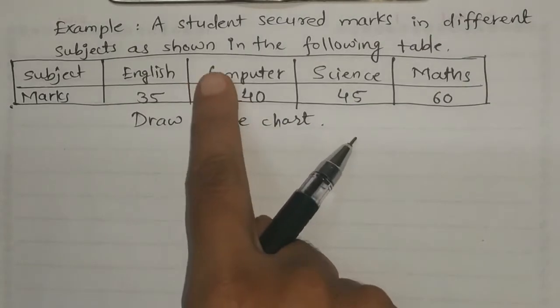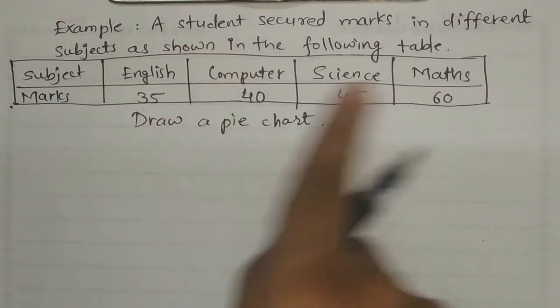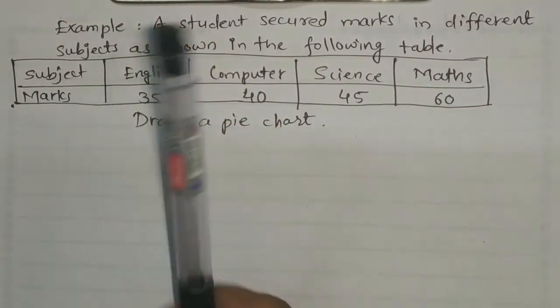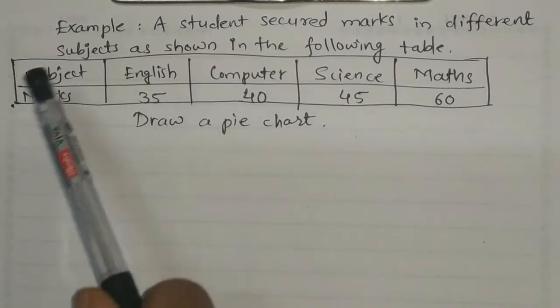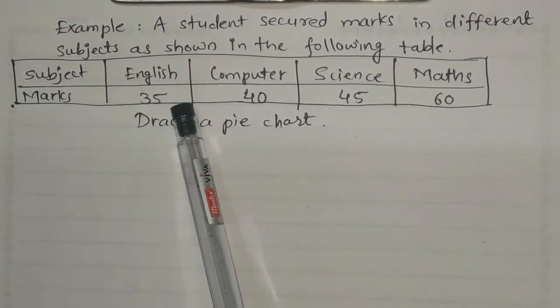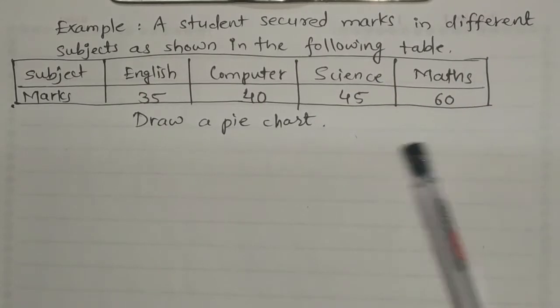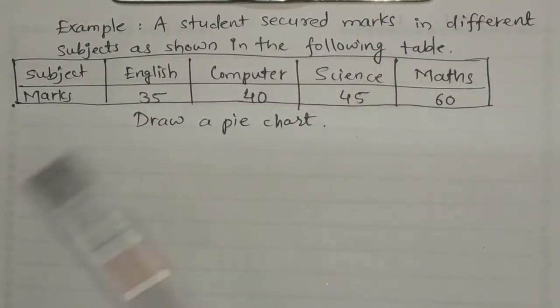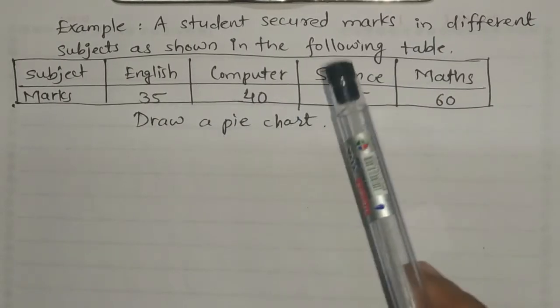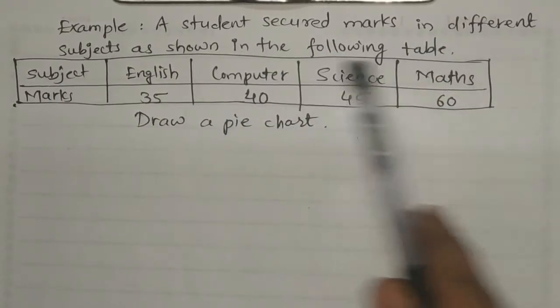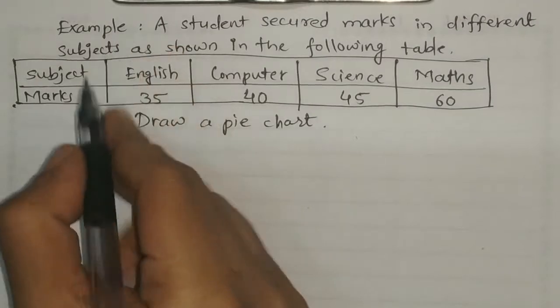So now you can see that an example is given. A student secured marks in different subjects as shown in the following table. Here, English 35 marks, computer 40 marks, science 45 marks, and math 60 marks. This is a record of a student who secured marks, and we have to draw a pie chart representing these marks. So we'll go step by step.